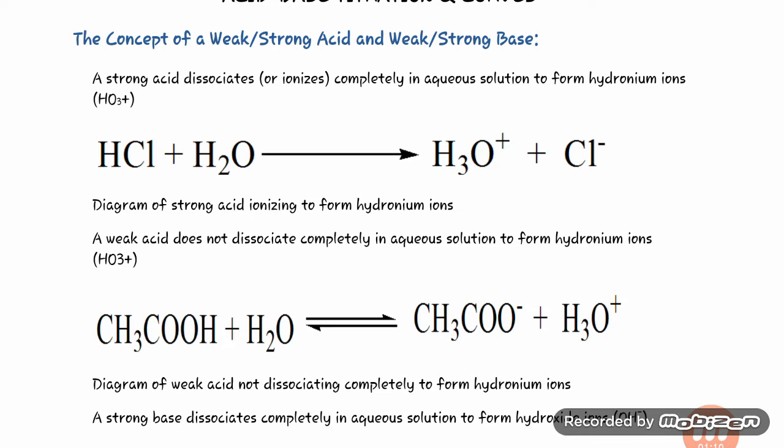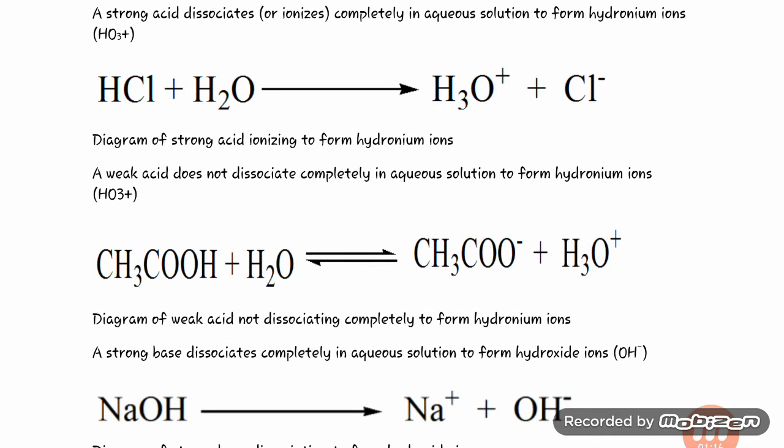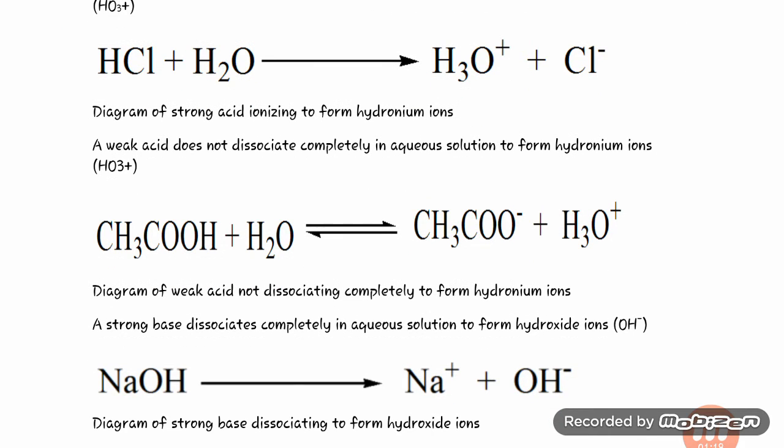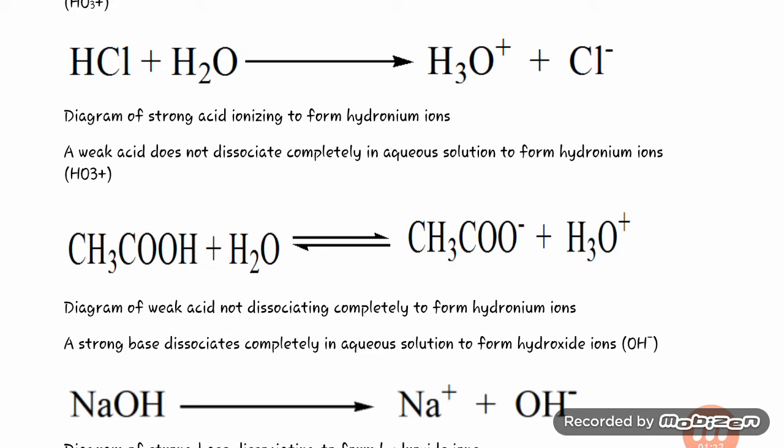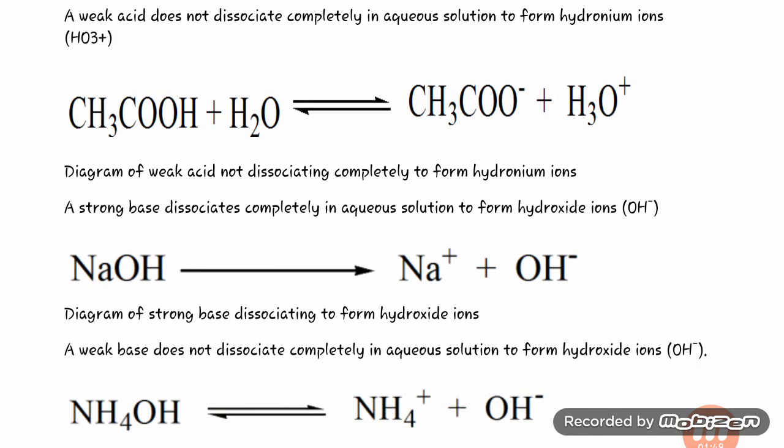Next, a weak acid does not dissociate completely in aqueous solution to form hydronium ion. So you can see here a weak acid, acetic acid, is added with water. It gives CH3COO-, the hydronium ions, and the diagram of the weak acid not dissociating completely to form hydrogen ion.